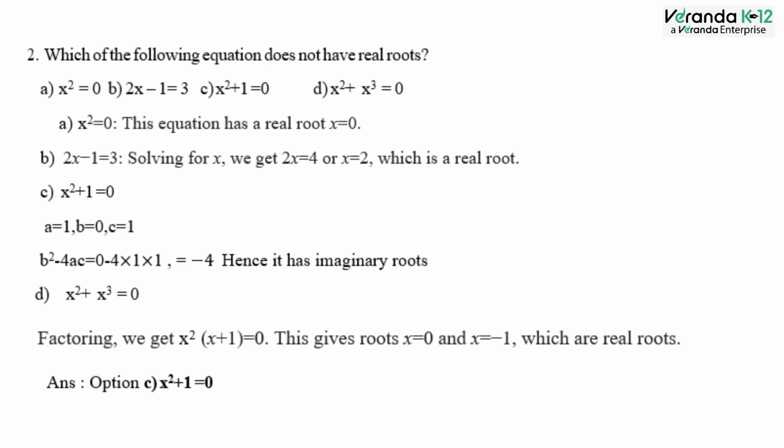Solution. X square plus 1 equal to 0, where your a value will be 1, b value will be 0 and c as 1. Substituting in the discriminant b square minus 4ac, we get the value to be minus 4, which is negative, hence it has imaginary roots. Hence the answer is option C, x square plus 1 equal to 0.